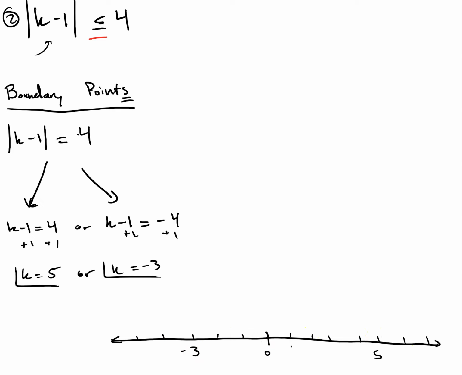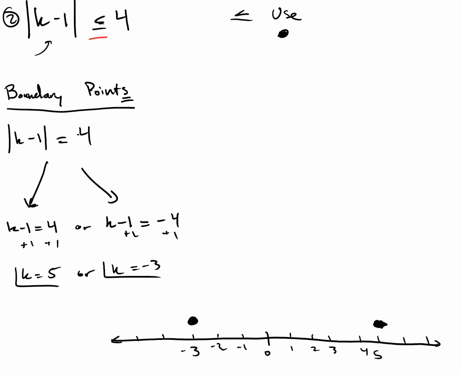And here's 5. 1, 2, 3. Okay, so we have a boundary point at 5, and it's going to be filled in, right? When we have a less than or equal to, we use a closed dot. We also have a boundary point at negative 3.